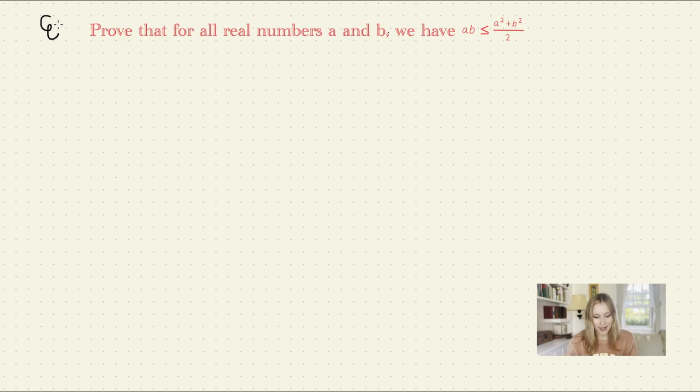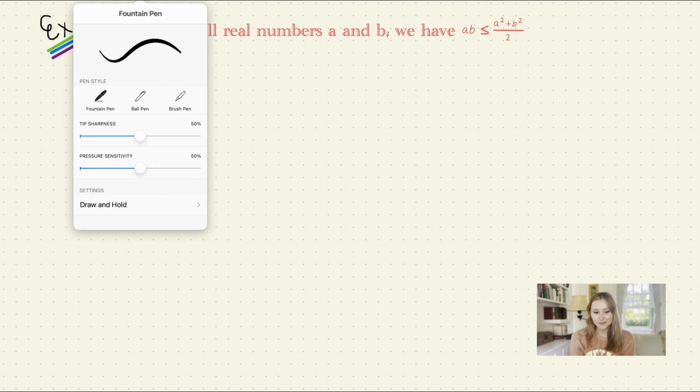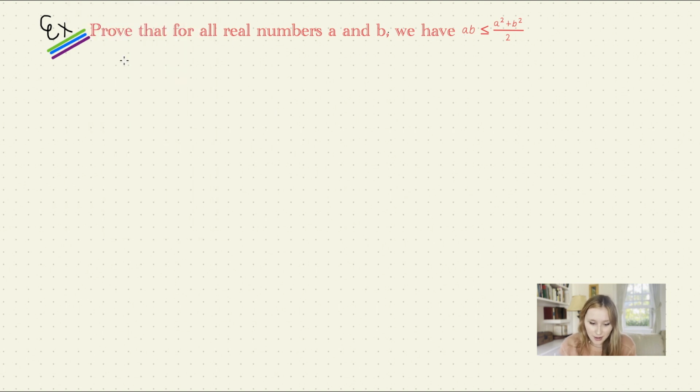Let's look at an example. Prove that for all real numbers a and b, we have ab is less than or equal to (a squared plus b squared) over 2. For most people starting proofs, the reaction is, how could anybody ever get this? It doesn't make any sense. How can we get from the statement on the left to the statement on the right? The first step to any proof is to write down what you know. Let a and b be in R.